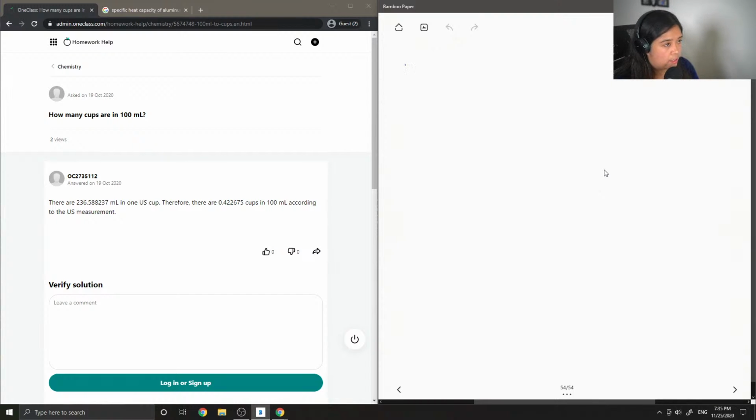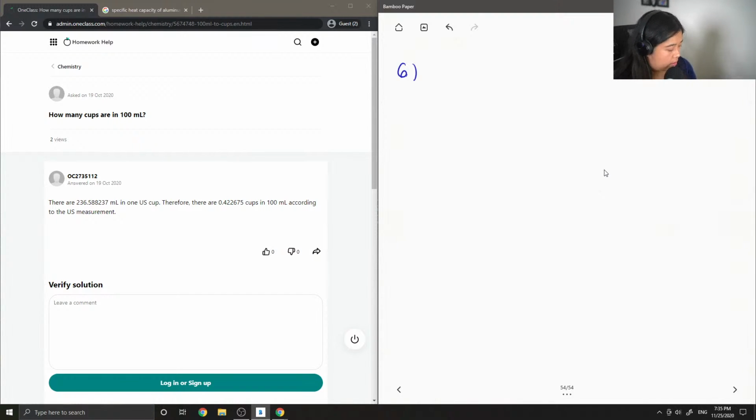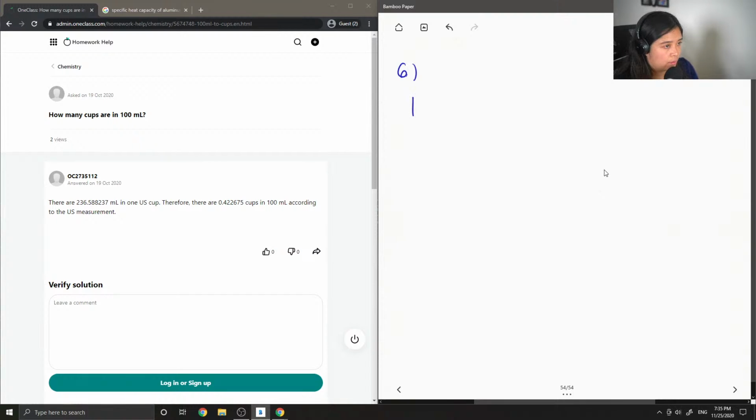Okay, so on to question 6. How many cups are in 100 milliliters? So the conversion factor for cups to milliliters is, for every 1 cup, 236.6 milliliters.